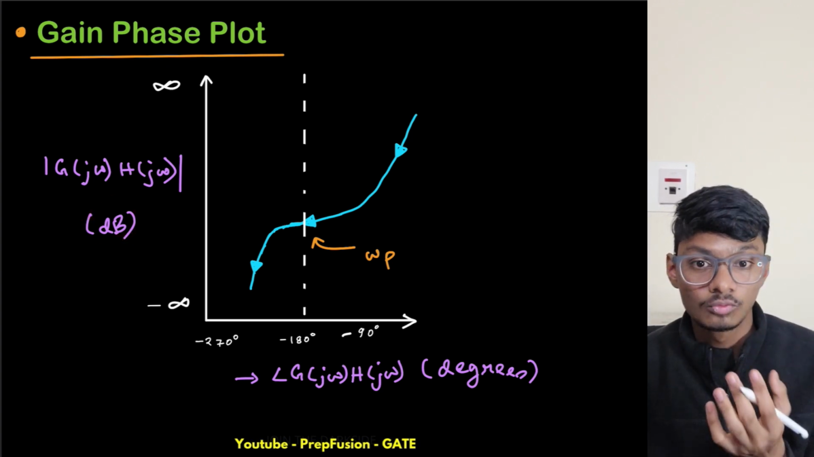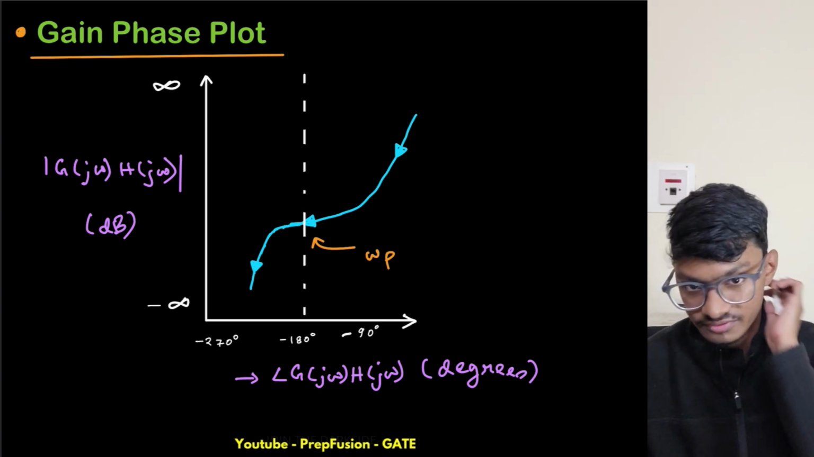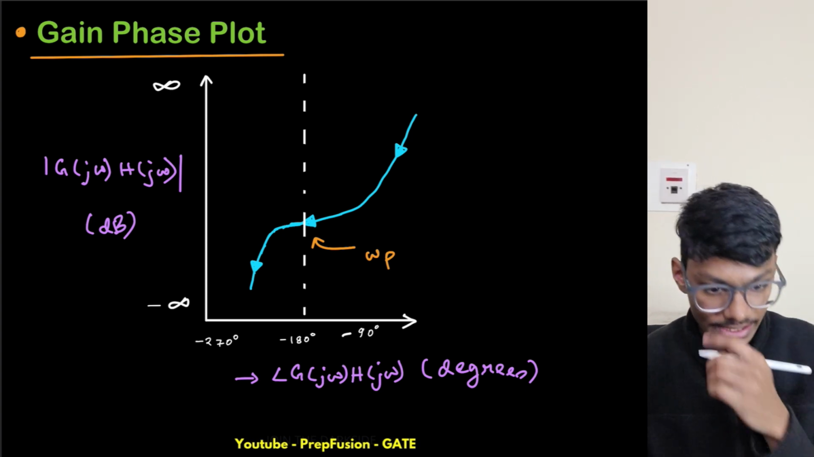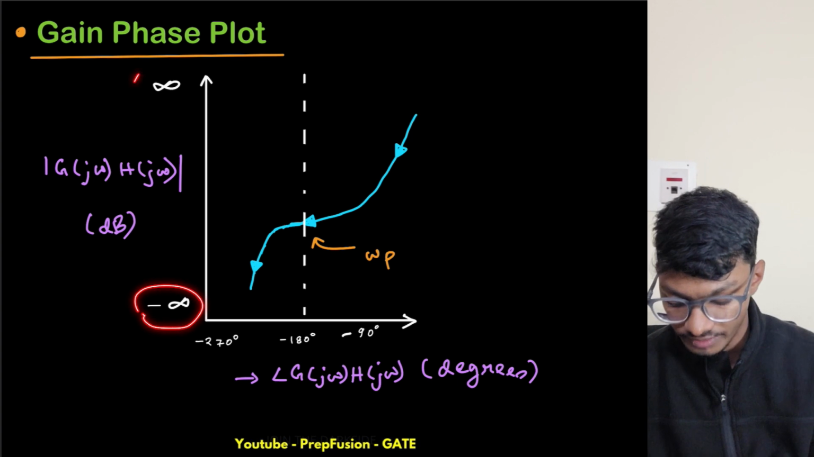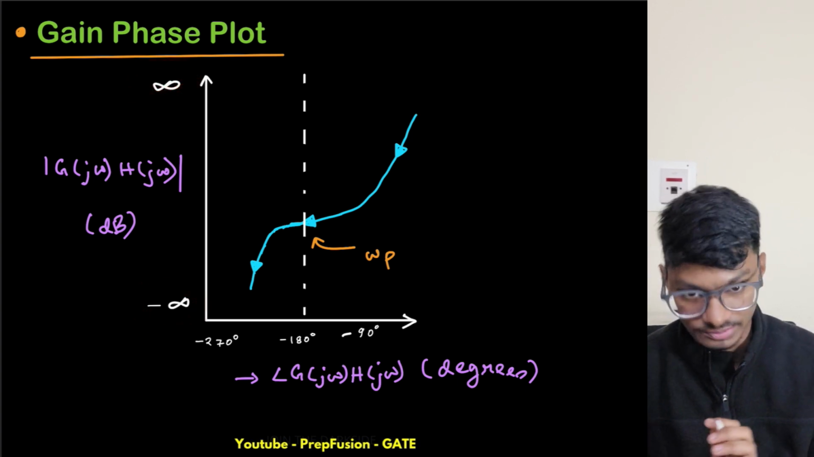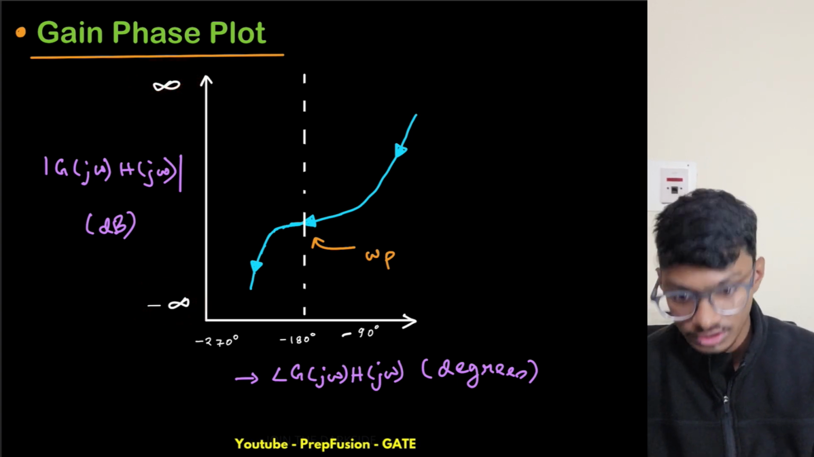If it is in dBs, what is log of 0? Log of 0 is minus infinity. So just be careful about that. That's why this axis is from minus infinity to infinity. I will not explain this further. Somewhere in between, 0 dB will come.